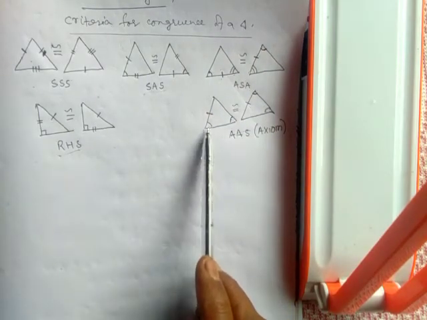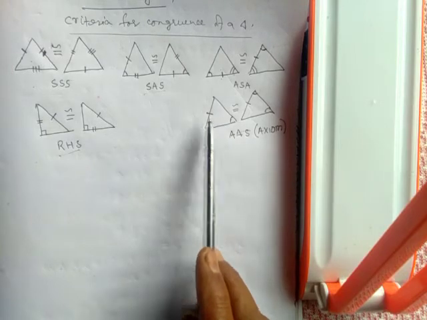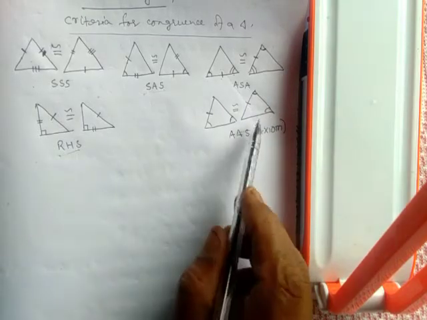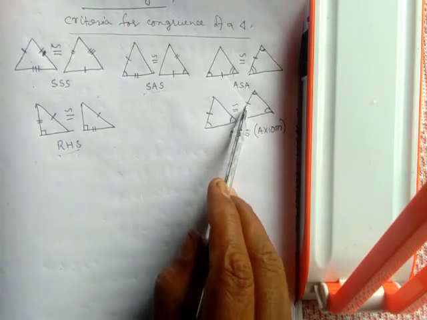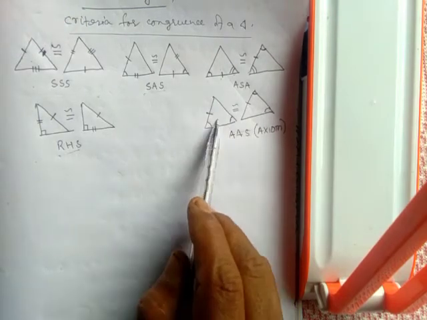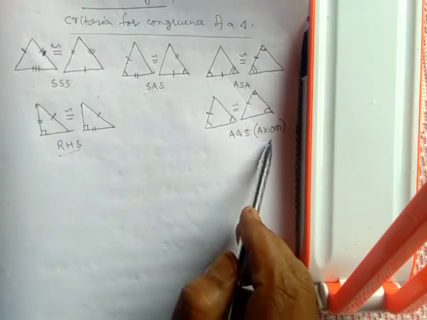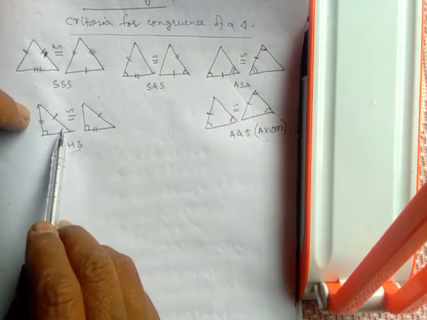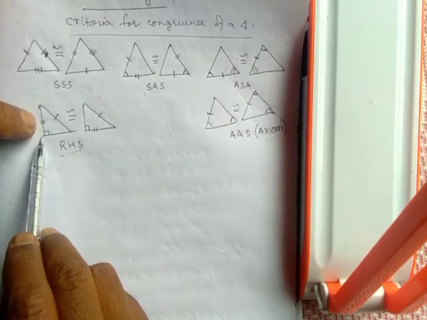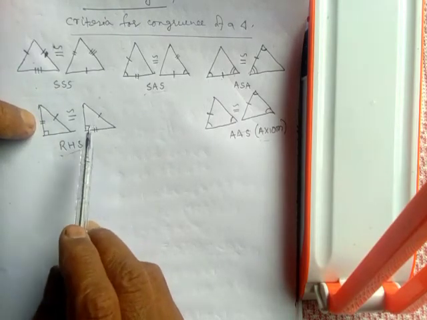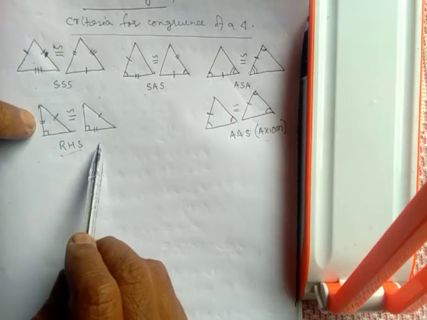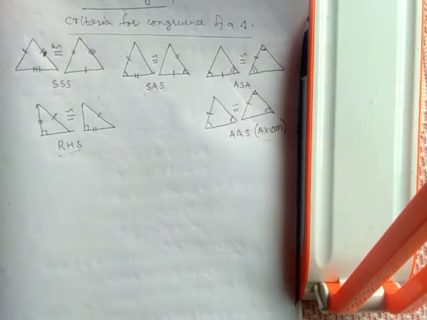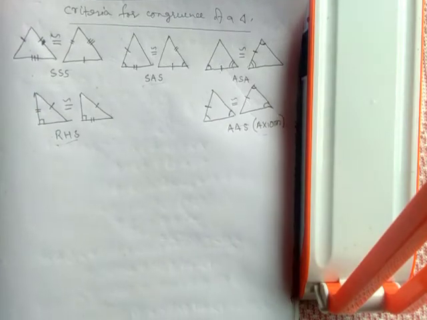If two angles and a side of one triangle are equal to the corresponding two angles and a side of another triangle, then the two triangles are said to be congruent by this axiom. And in the case of two right angle triangles, if the hypotenuse and a side of one triangle are equal to the hypotenuse and another side of the other triangle, then the two triangles are congruent. So let us come to the example.